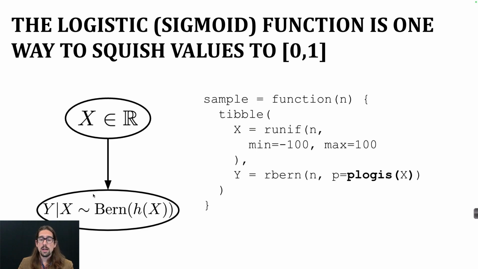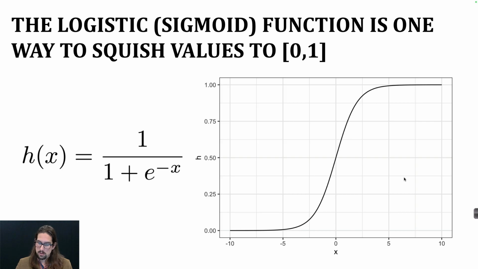So here, if x represented age, or in this case it's somewhere between minus 100 and 100, whatever that might be, I can say y is a coin flip where the probability of getting heads is the logistic function of x. So if x is a very big number, like 100, we have a very high chance of getting heads. If x is a very small number, like minus 100, it's a much smaller chance of getting heads. If x is 0, that corresponds to 50-50.